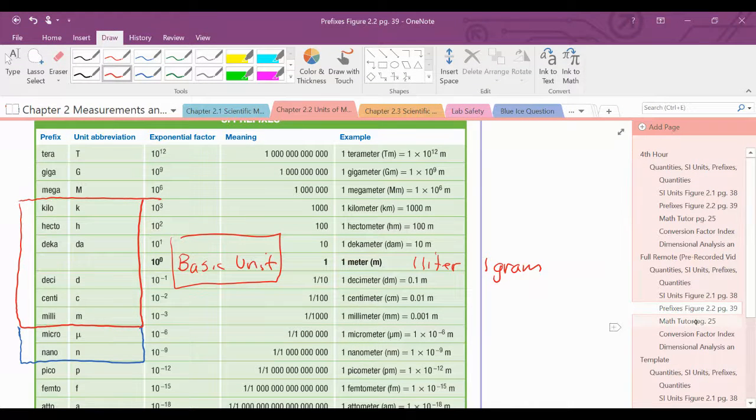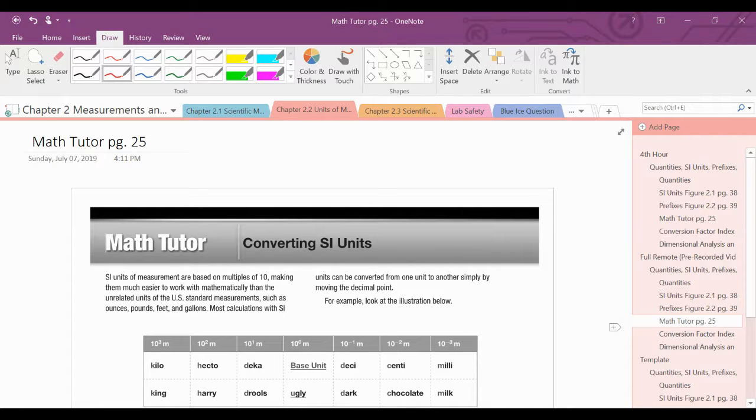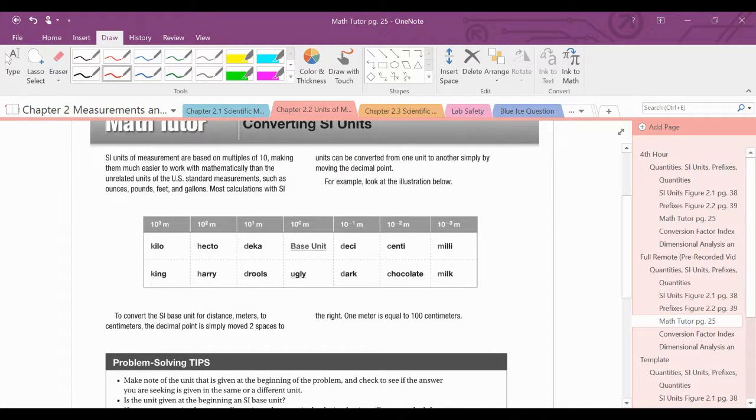So on page 25 is this mnemonic device. I'm going to give you another one. Maybe you have your own from another class, but the one in your book only goes from kilo to milli. So if you're in my honors class, you would have to have a way to add in the nano and the micro to your mnemonic device. So this one is King Harry drools ugly dark chocolate milk.